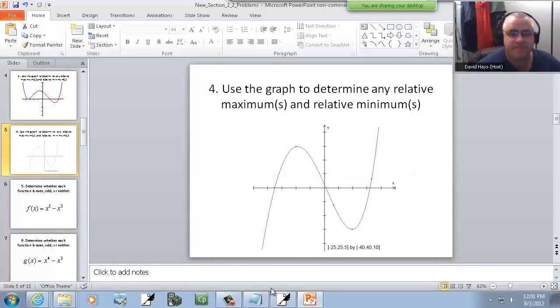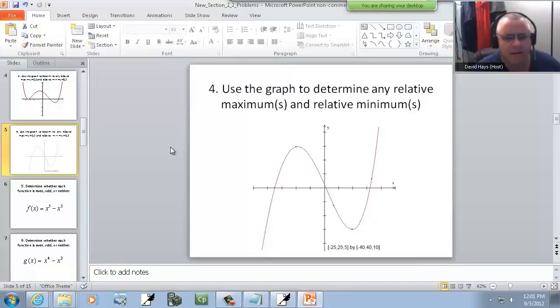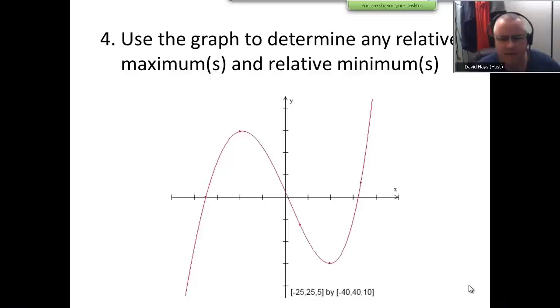Now this next one, there's nothing really too exciting on those. Let me blow this one up, and then I'll talk about how to find the answer. Okay. This notation down here at the bottom says -25, 25, 5. This is our x values.